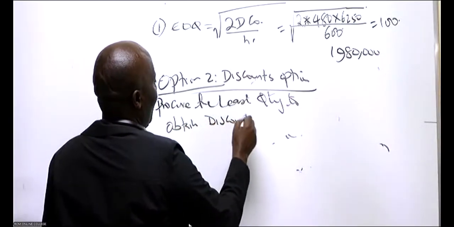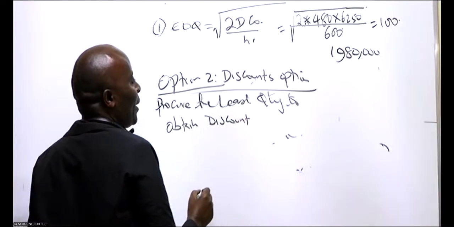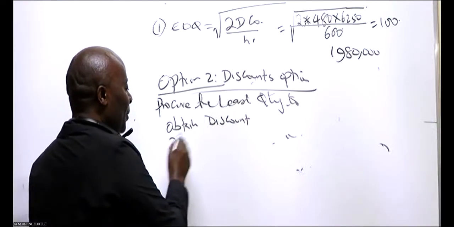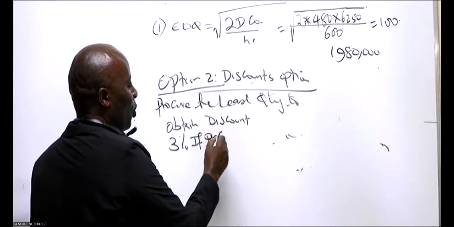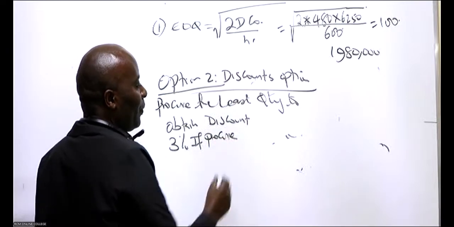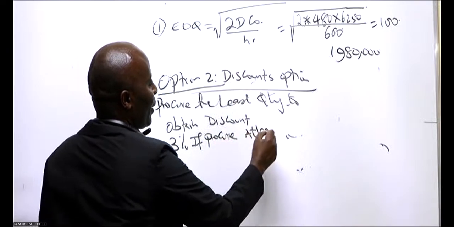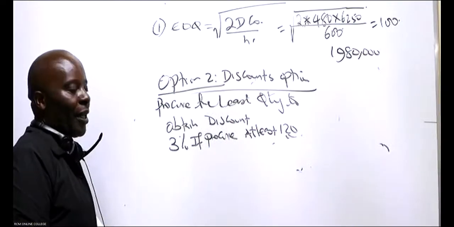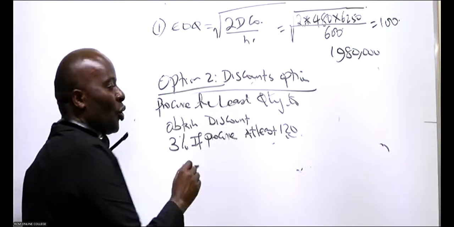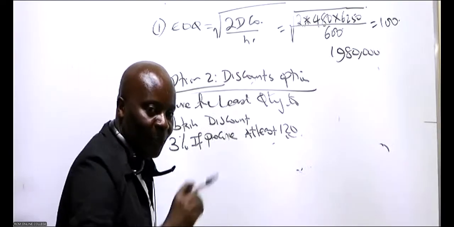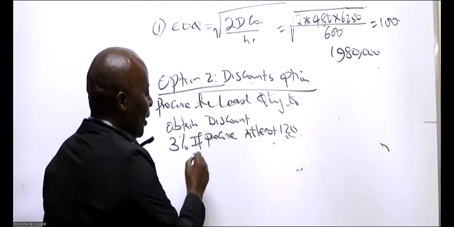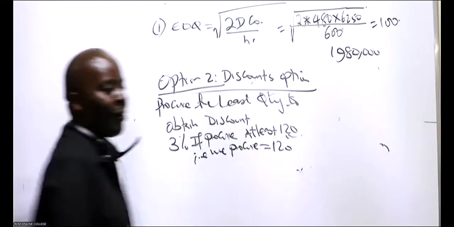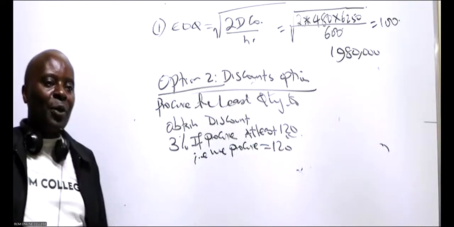discount. So like in this case here, they have told you that you will get a discount of what percentage? A discount of 3% if you procure how many units? Yeah, at least 120. So 120 or more. So in that case here, then we make a decision to buy the very lowest to just get that 3% discount. So i.e., we procure how many now? We procure 120 to qualify for that 3%.